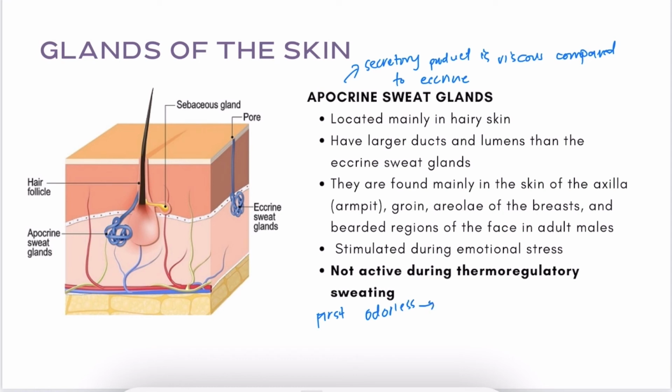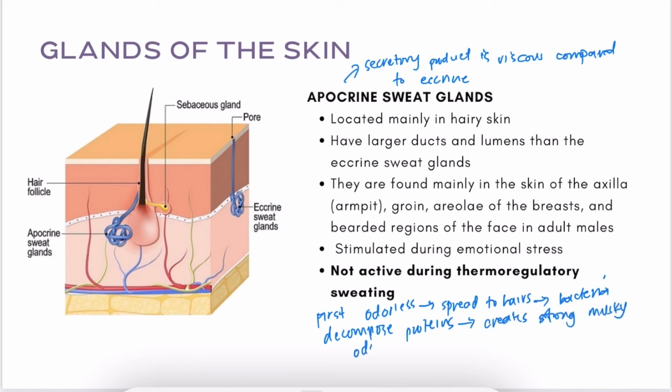So at first, this substance will start off as odorless, but as it spreads onto the hairs, the bacteria will decompose the proteins, and this will create a strong musky odor that is called body odor. In women, cells of apocrine sweat glands enlarge at about the time of ovulation and shrink during menstruation. Eccrine sweat glands start to function soon after birth, but apocrine sweat glands do not begin to function until puberty.